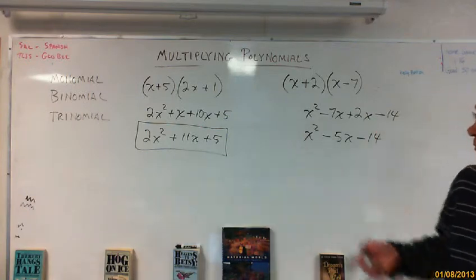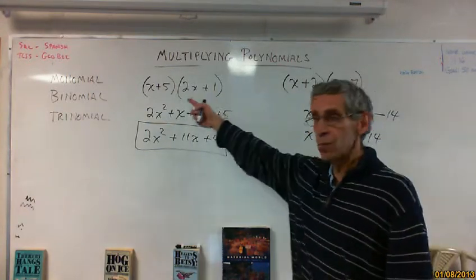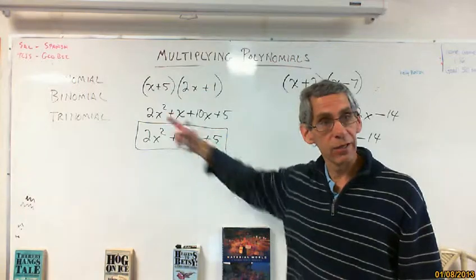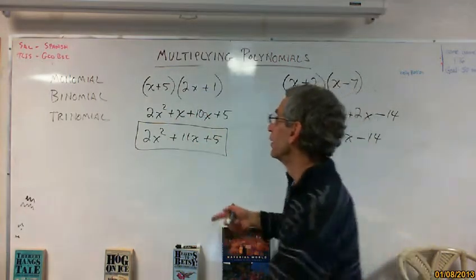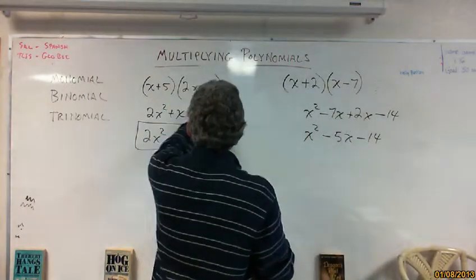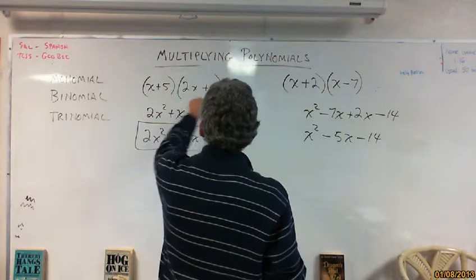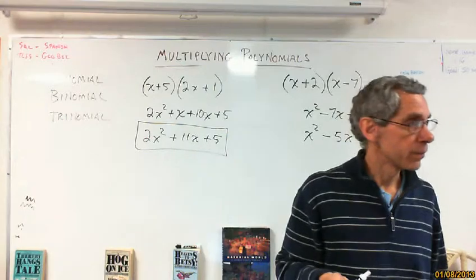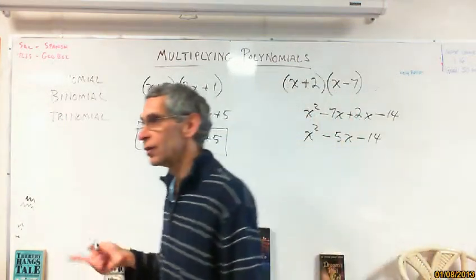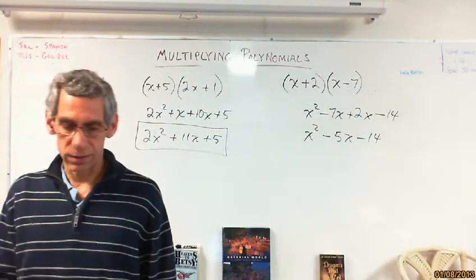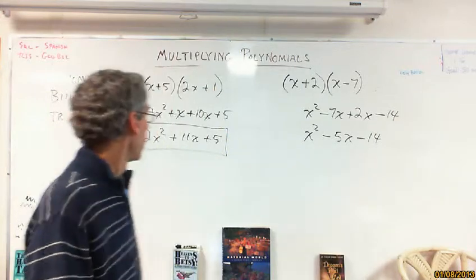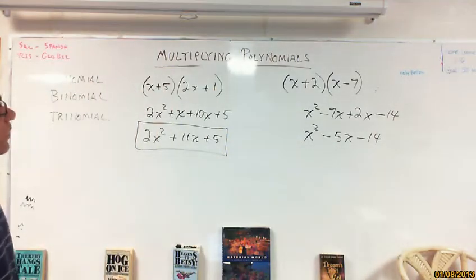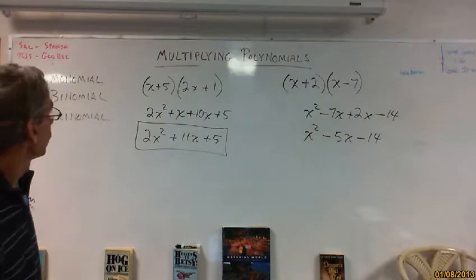But the truth is, when I multiply these, I don't use FOIL. I use this method: x times 2x, x times 1, 5 times 2x, 5 times 1. That's how I do it, right? But FOIL can be useful, as you'll see in the future, as I explain. I think that's all I have to teach you for today.